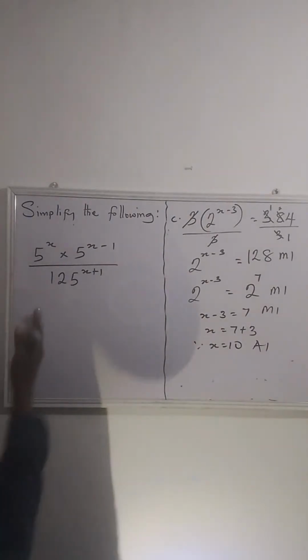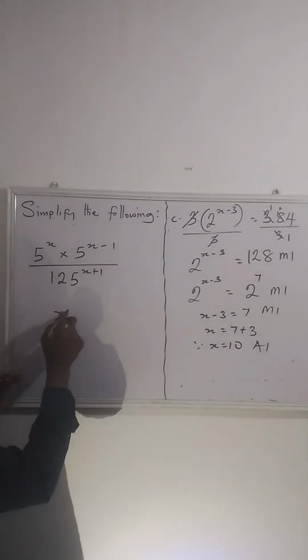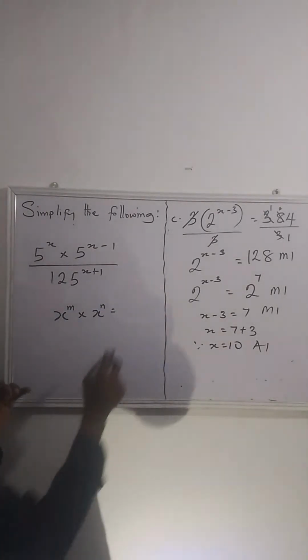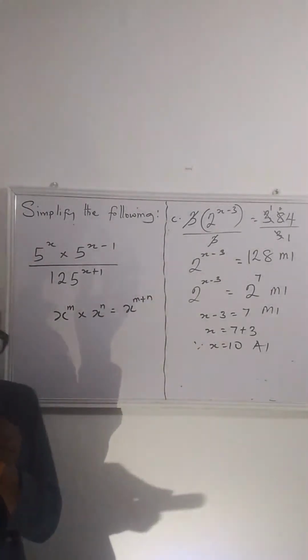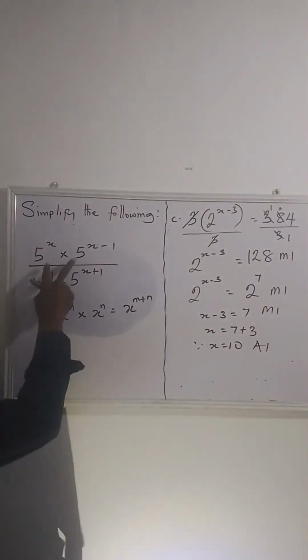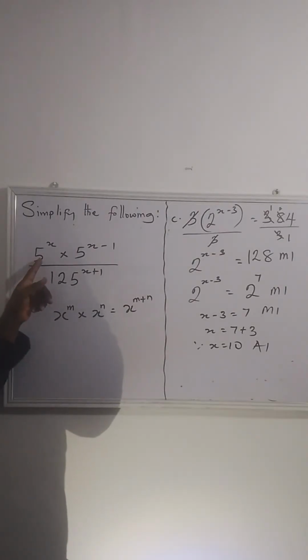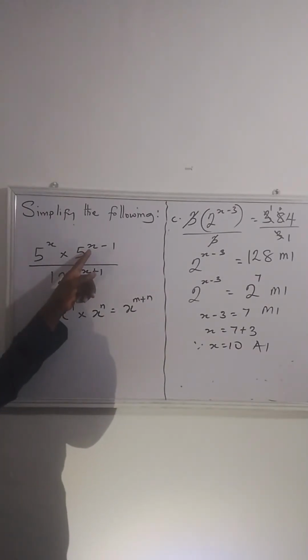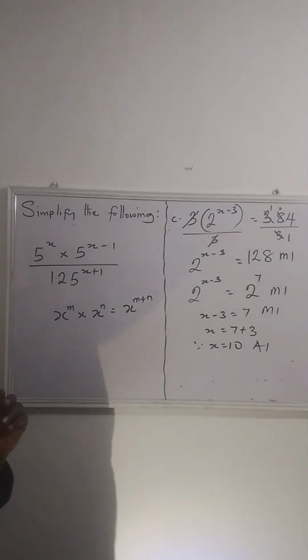The first thing I'm going to do is to apply this law for the numerator. When we have x raised to the power of m times x raised to the power of n, the result is x raised to the power of m plus n. So now I'm going to be applying that to the numerator, where 5 raised to x is m in this case, and x minus 1 is n. So now let's do that.